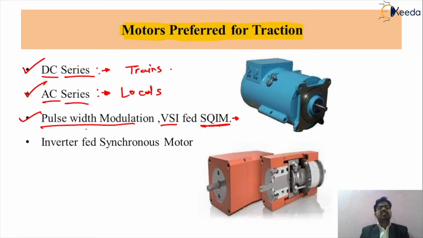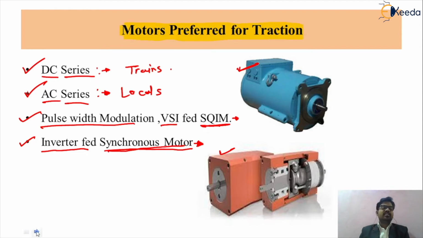So the pulse width modulation, voltage source inverter fed squirrel cage induction motor is one of the types of motor that is preferred in the industry. Then the next type of motor preferred as a traction drive is called the inverter fed asynchronous motor. In a traction drive, sometimes we also prefer the synchronous motor. These are the images we have to see. This is one type of DC series motor, and this is the second motor, the AC series motor, that we prefer for different types of traction drives.